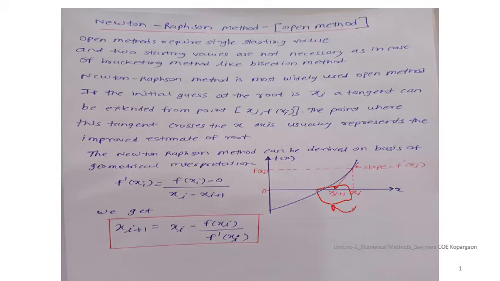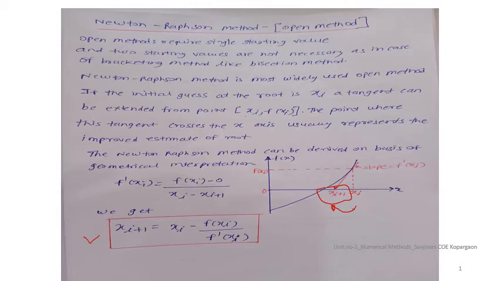Okay, but how to make sure that these things will work properly. So let us see how to get this value. How to find out xi plus 1. That is nothing but xi minus f of xi upon f dash of xi. Now how have we got this?